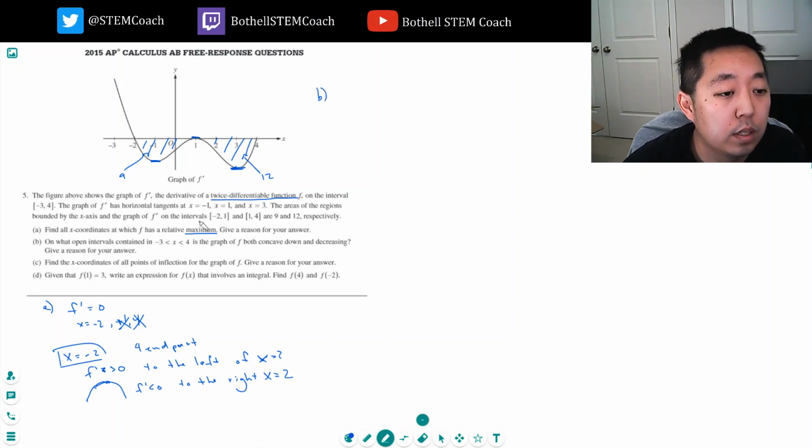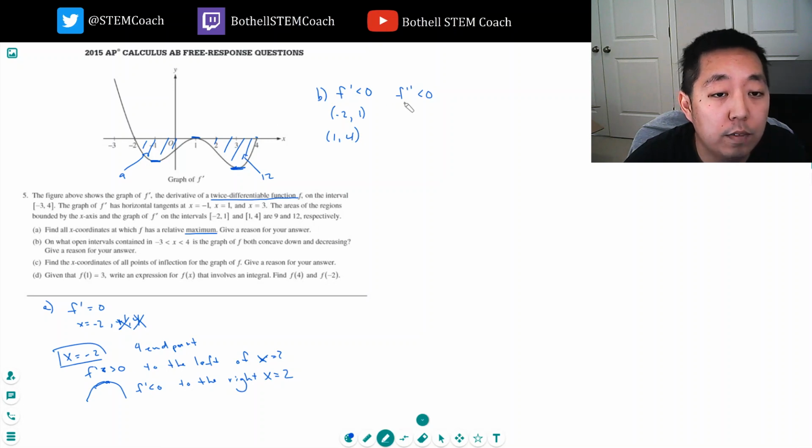Let's look at B. On what open intervals contained in -3 to 4 is the graph of f both concave down and decreasing? Okay, decreasing is when f prime is less than 0. Concave down is where the second derivative is less than 0. So the first derivative is negative on the intervals from -2 to 1 and 1 to 4. It's actually negative over this whole region for the most part, except where it crosses the 0 point.